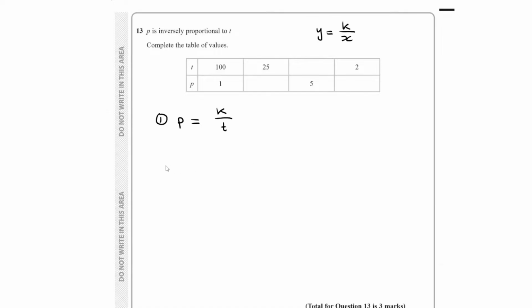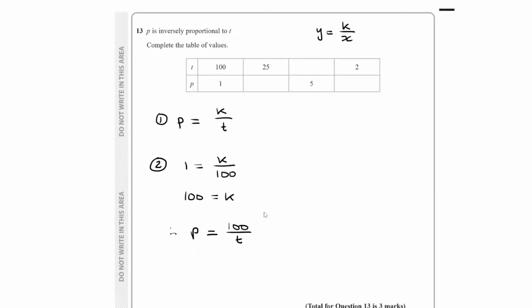That's a matching pair. So step 2 is you sub in the matching pair, so make sure you put them in the right way around. So 1 first, and then K over 100. See how now I can just solve this to find K? So I'm just going to multiply by 100, obviously, to move it across. So K in this particular case is 100, so rewrite your equation. So therefore, P is equal to 100 over T.